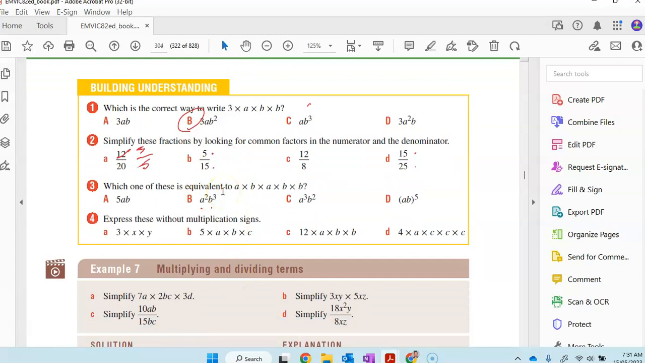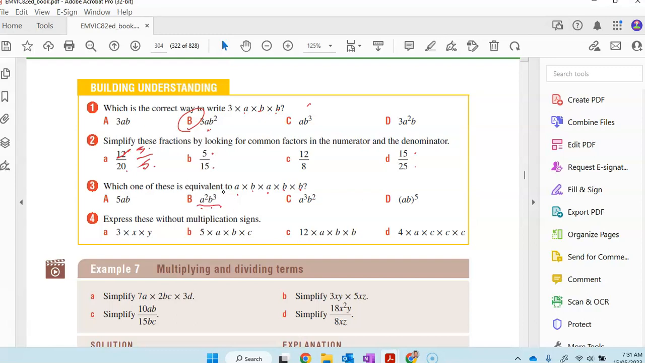You can see that this one here is the correct way to write 3 times a times b times b. So you've got 3 times a, and you've got b times b, so it's 3ab squared. Simplify these fractions down by looking for common factors. So a common factor would be 4: here it goes 3 times, and here it goes 5 times, so that's 3/5. Which of these is equivalent to a times b times a times b times b? So we've got a times a, which is a squared. Then we've got b times b times b, which is b cubed. So we have this one here.